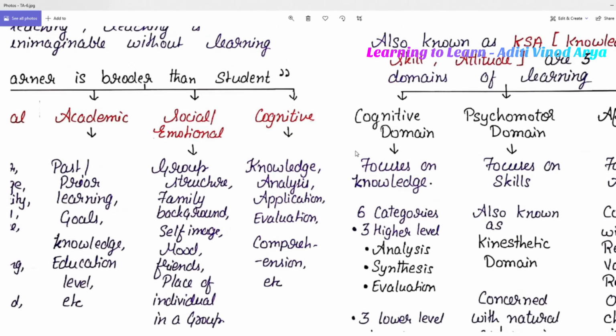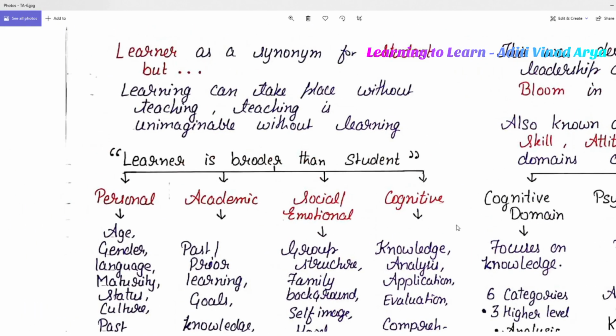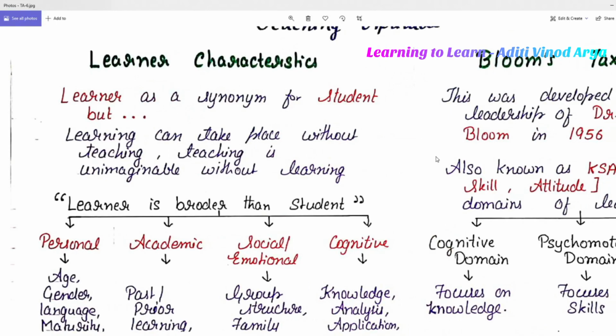Just let me zoom it out once. Okay, so learner characteristics. Learner is a synonym for student, but learning can take place without a teacher. Teaching is unimaginable without learning. Now, this is very, very important to understand.